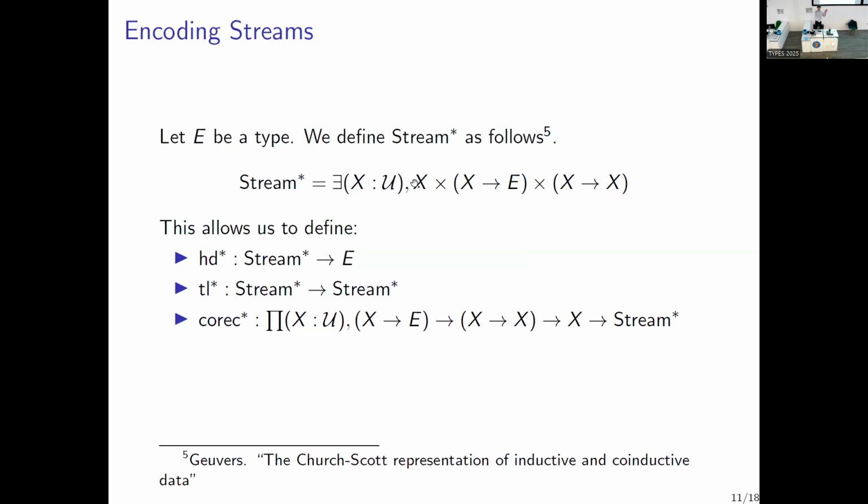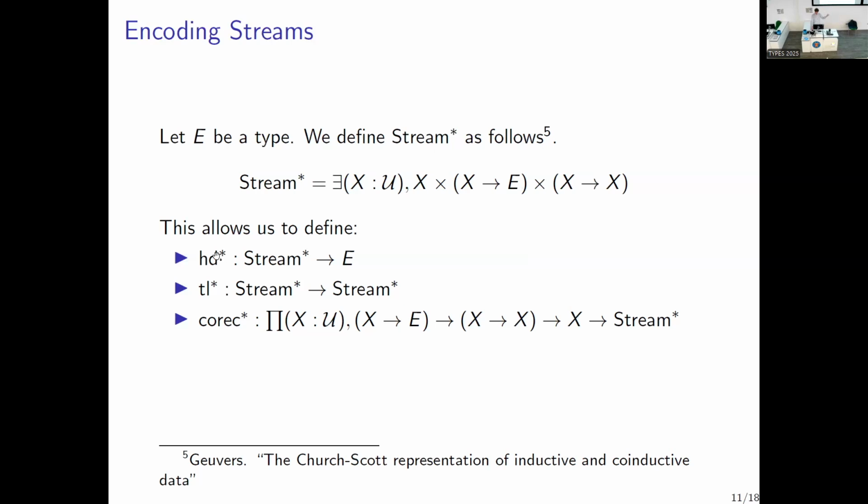If we have some state, then we can take the head. The heads are valued in E, so this is given by a function X to E. And we have a tail that goes from some state to the next one. If we take this definition, then we can define the usual things that we would expect from a stream, namely the head, tail, and co-rec. So basically, this is how these are defined.